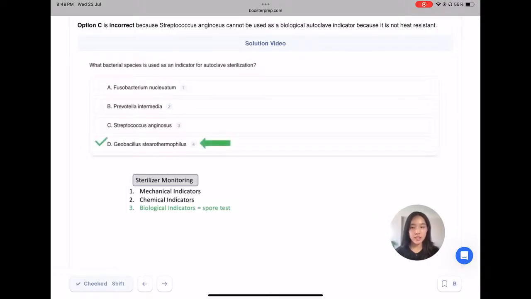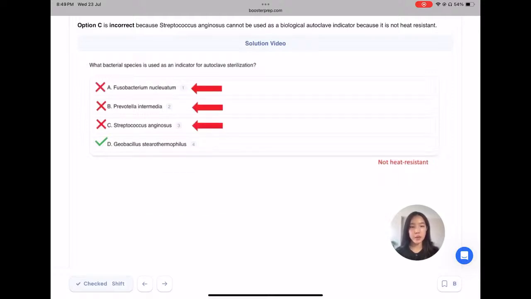So given that, D is our correct answer, and it reads Geobacillus stearothermophilus. And this is a species that is used as an indicator. The name gives us a little bit of a hint that it is heat resistant. In fact, they can withstand heat of up to 121 degrees Celsius for 12 minutes.